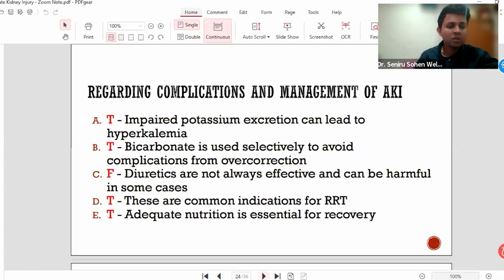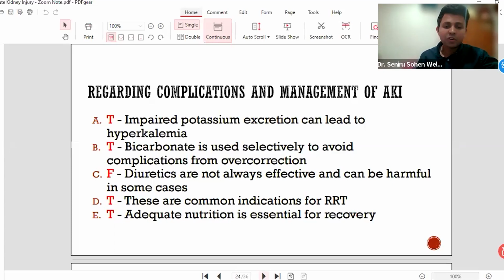Nutritional support is an important part of AKI management. True, adequate nutrition is essential for recovery, but you have to be careful about the salt content in these patients because it worsens the hypertension, as well as the phosphate content. Hyperphosphatemia is a common problem in AKI, as well as the protein content. So it should not be a low protein or a high protein diet. It should be a normal protein diet in patients with AKI.